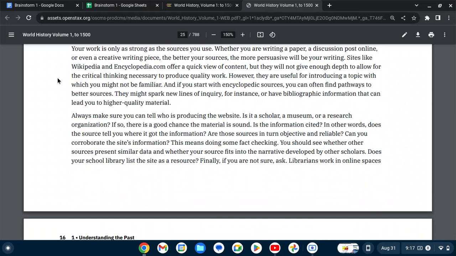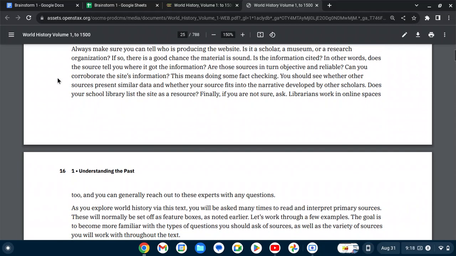However, they are useful for introducing a topic with which you might not be familiar. And if you start with encyclopedic sources, you can often find pathways to better sources. They might spark new lines of inquiry, for instance, or have bibliographic information that can lead you to higher quality material. Always make sure you can tell who is producing the website.